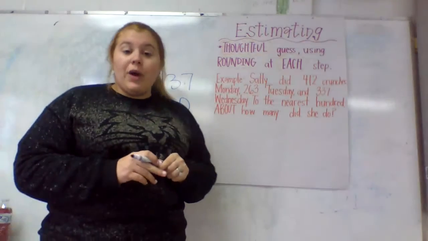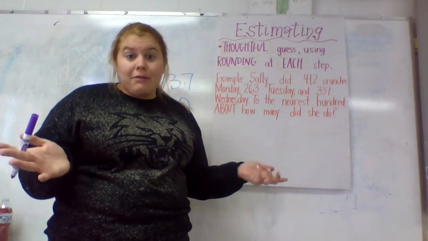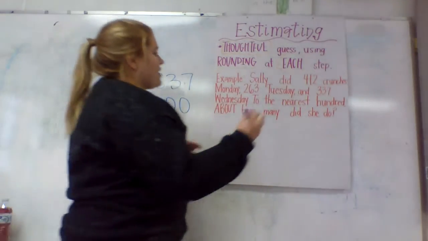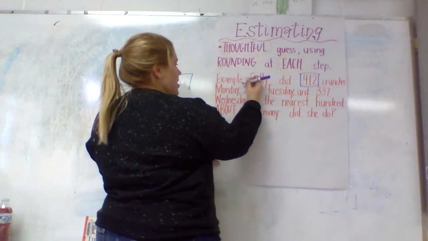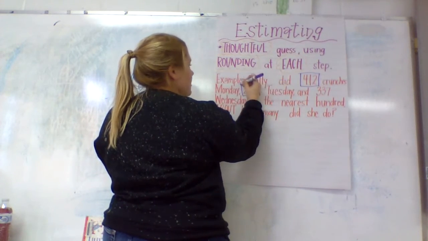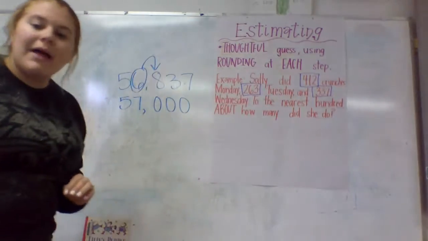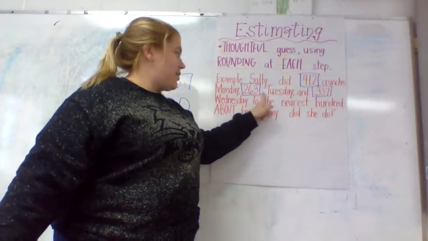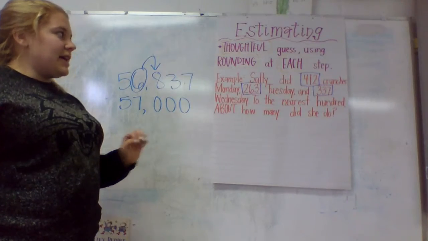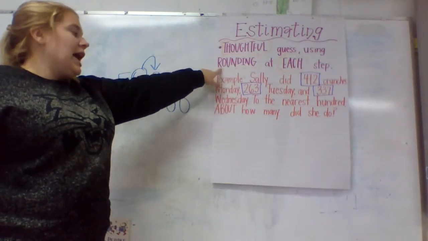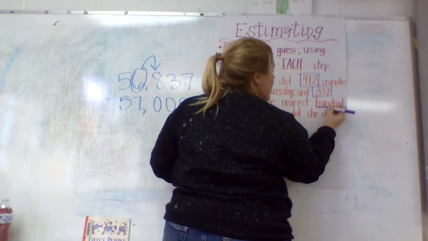So first I want to look at my numbers. And I'm going to draw a square around my numbers because it's math. Numbers are important. So I see that she did 412, she did 263, and she did 337. Those are my 3 numbers. So I know that when it comes down to it, these are the 3 numbers I need to know. It also tells me what to round to. It tells me my place value. It says to the nearest 100.